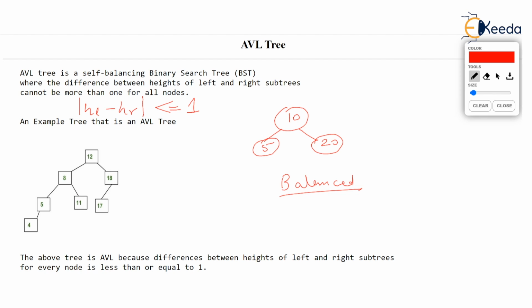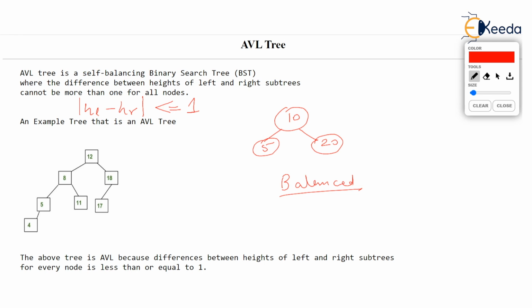Now, the best way to check whether a tree is balanced or not is to check every node from the bottom. I repeat, if somebody gives you a binary search tree and asks whether it is balanced, the best way is to look at all the nodes from the bottom level and then go towards the top, checking whether any node disobeys the rule, that is, any node for which the difference between the heights is greater than 1.